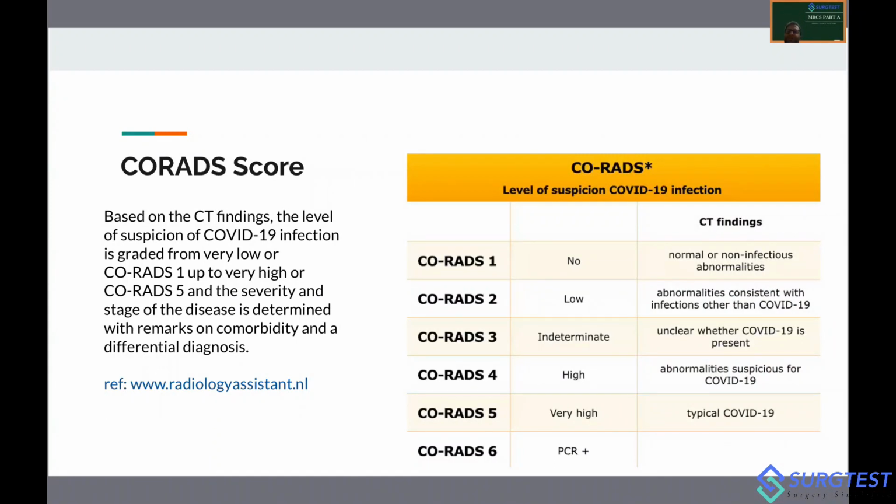So based on CT findings, we have the CORADS score, CORADS 1 to CORADS 5, and CORADS 6 is definite PCR positive. CORADS 1 is normal, you don't find any infectious abnormalities. In CORADS 2, the level of suspicion is low and it progressively gets higher. In CORADS 5, it is very high and it is typical COVID-19. So unless the patient is CORADS 5, you cannot definitely say it is COVID-19. It could be any other infectious pathology, bronchopneumonia, any sort of viral or bacterial pneumonia. Viral pneumonia is more likely.